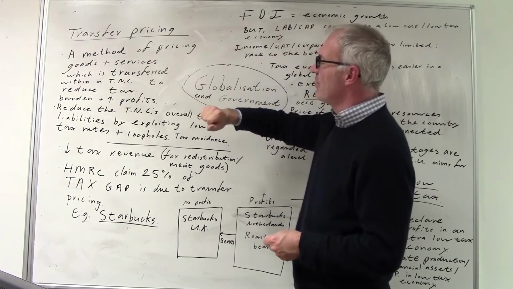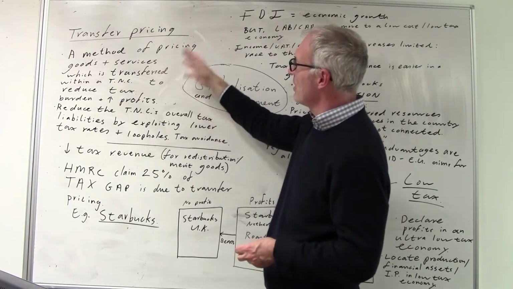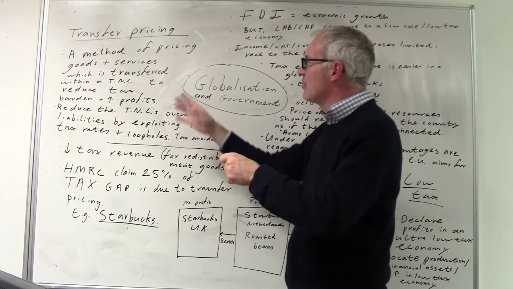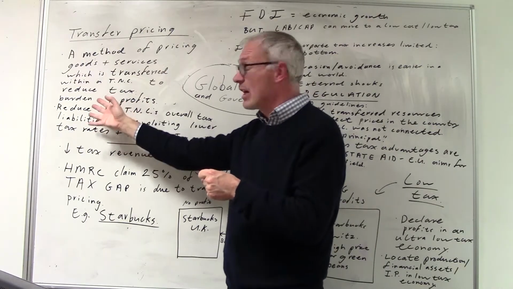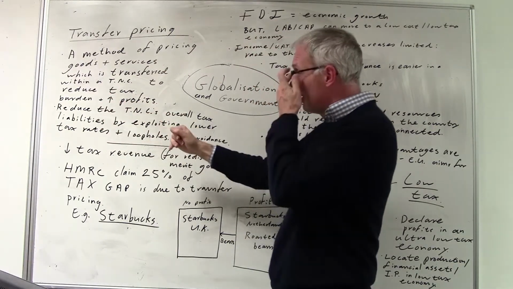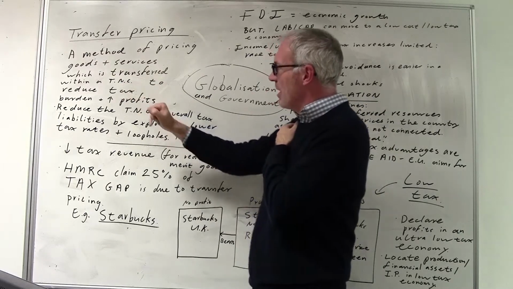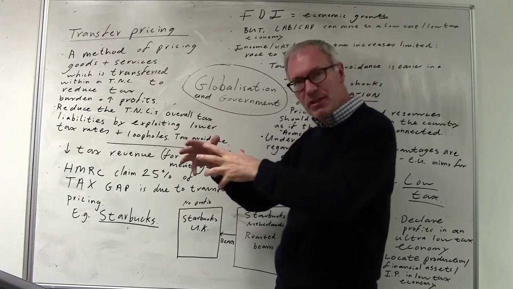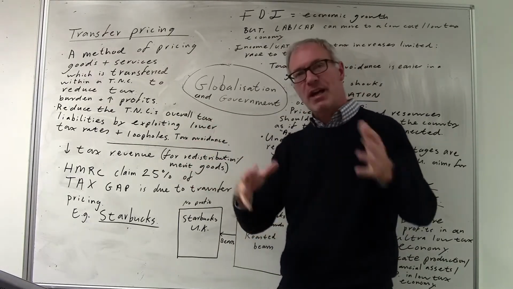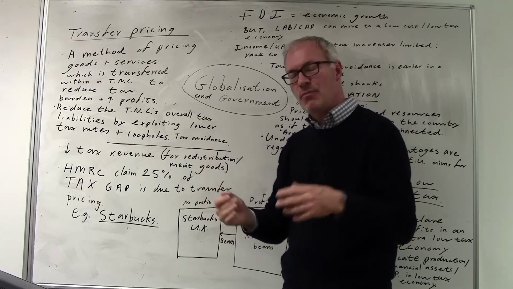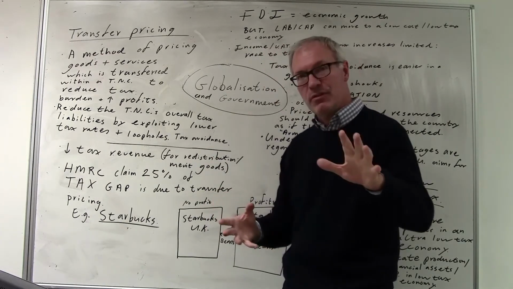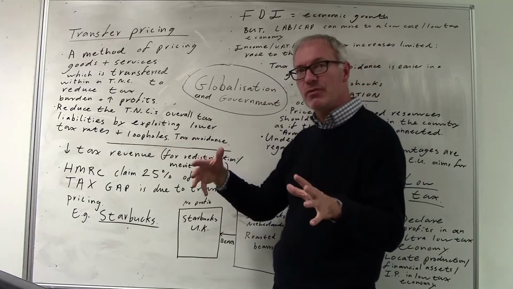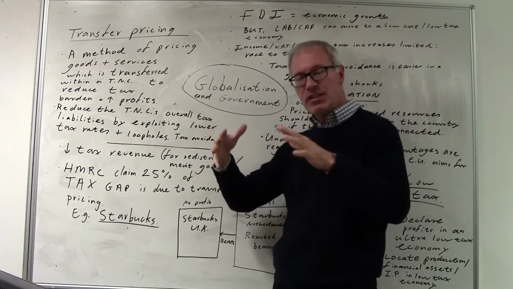What transfer pricing is, is a method of pricing goods and services which is transformed within the company to reduce tax burden, and therefore increase profits. So all transnational companies tend to try and reduce their overall tax liabilities by exploiting lower tax rates in the world, where they operate and where they sell goods and services, and also to exploit tax loopholes.